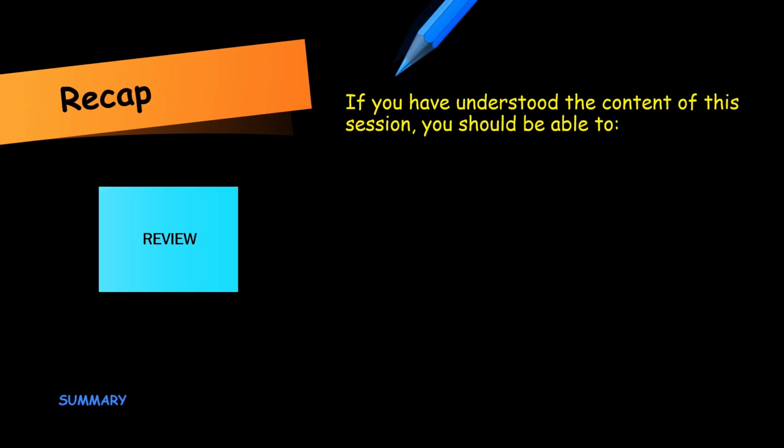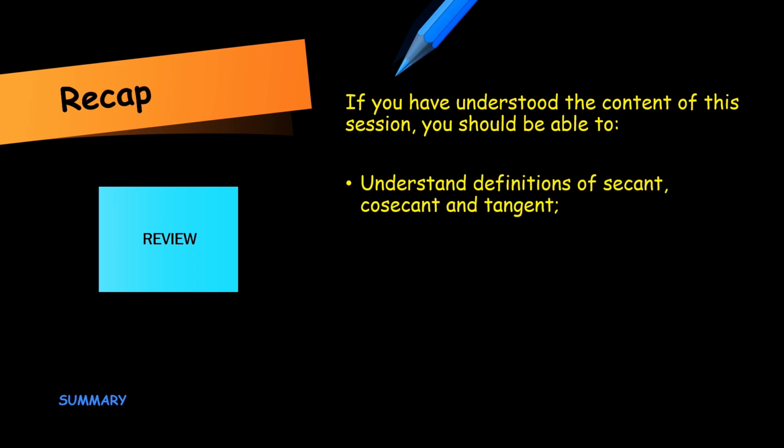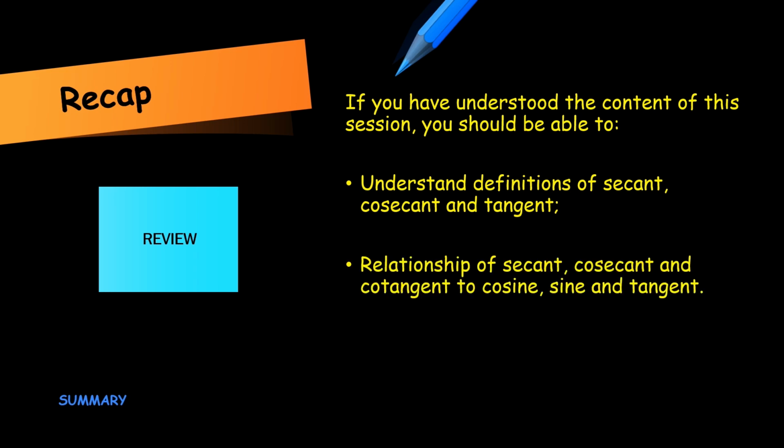This brings us to the end of this session. If you have understood its contents, you should be able to understand definitions of secant, cosecant and cotangent, and the relationship of secant, cosecant and cotangent to cosine, sine and tangent.